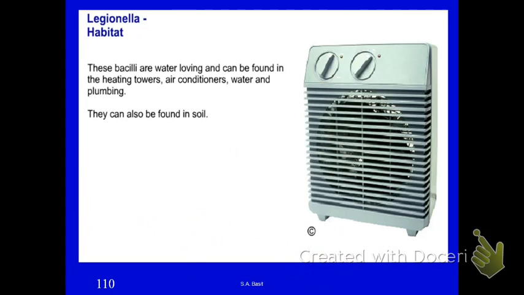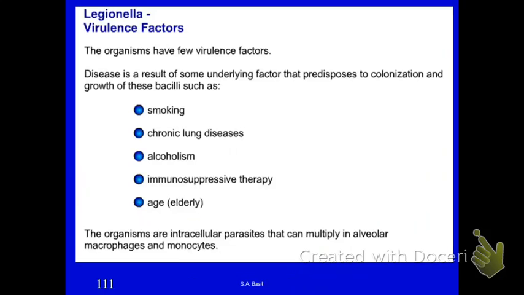So, in the story of Legionella pneumophila, the culprit for the disease is the centralized air conditioning system. Though, it says here that Legionella is also found in the soil. The organisms have few virulence factors.